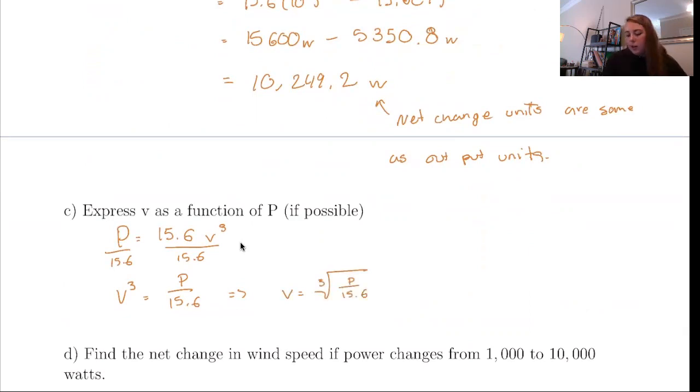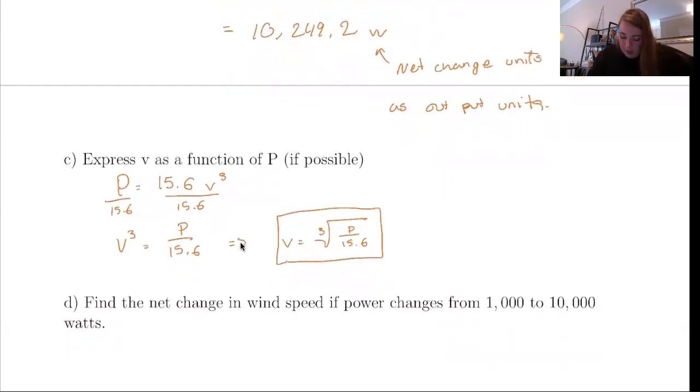So I took the cube root. Do I need a plus or minus with the cube root or any odd root? No, I don't. So I only have one output. So I'm good. All I need to do is express it as a function of the other one. I didn't have to say if it was a function. So that's it.